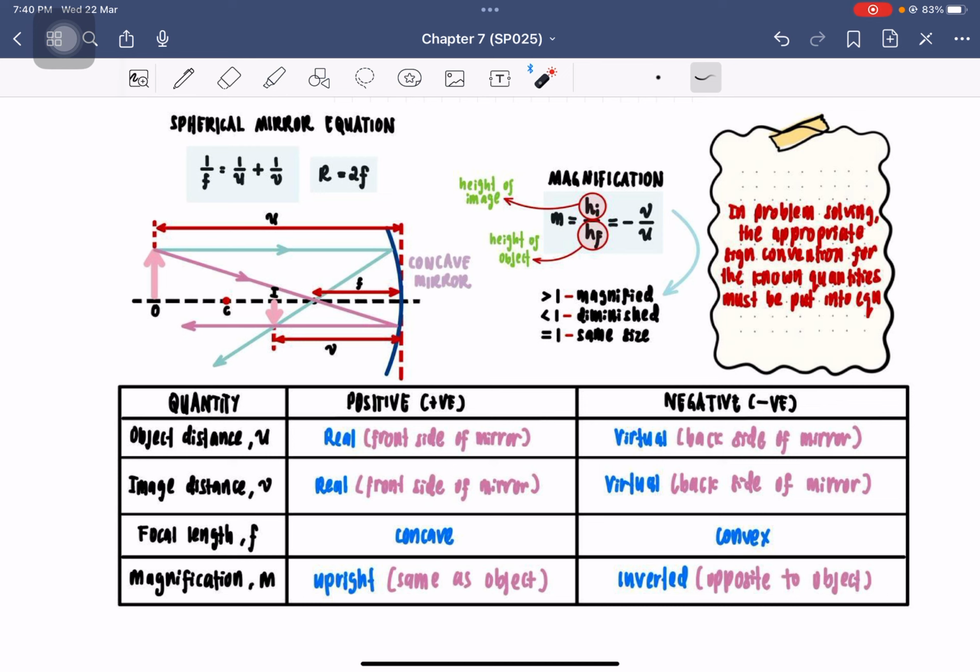Magnification, on the other hand, is telling us whether the image is an upright image or inverted. This is for when you don't have to draw the ray diagram, but the question asks you what the characteristics are. You can do it by calculating the value of the magnification. If you get positive, it means the image is upright. If negative, it means inverted.